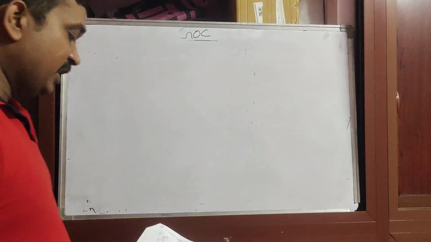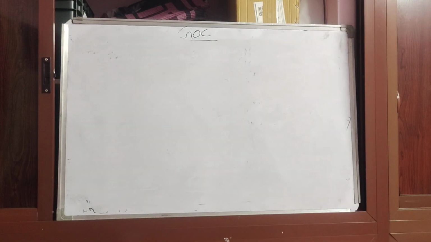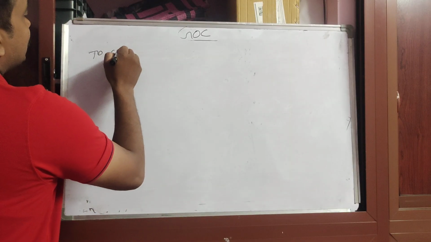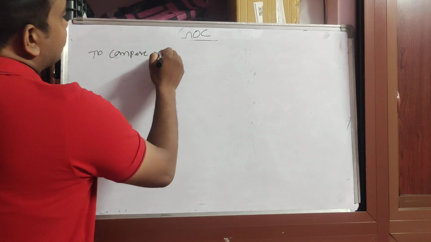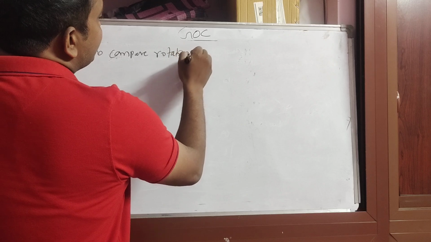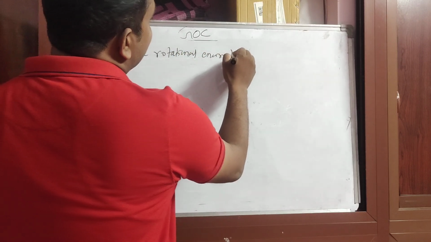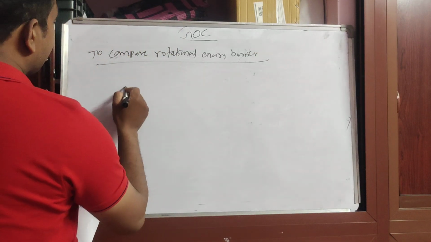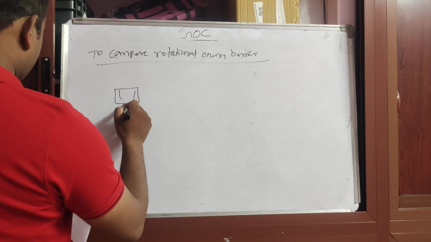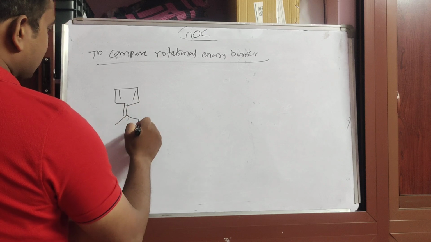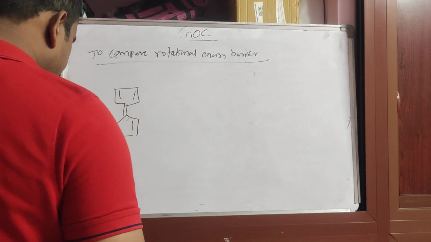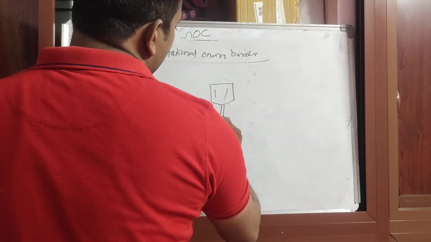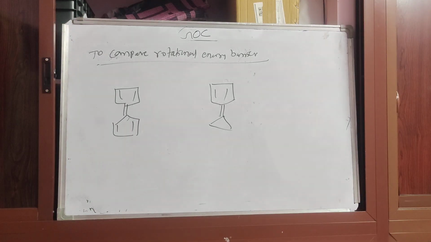Next, ring flipping. To compare the rotational energy barrier of the molecule. Take, for example, two molecules, one and this one. Please compare the rotational energy barrier.